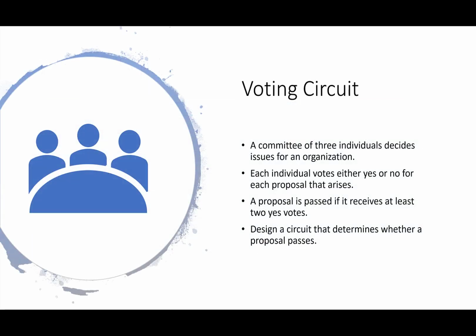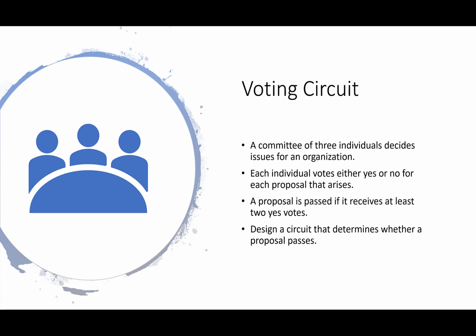We're going to make this voting circuit right here. So imagine we have a committee of 3 people that decide issues for an organization, and maybe we want to make a little box or something they can put on their desk where they can secretly hit yes or no. So each individual votes yes or no, and as long as 2 people say yes, it passes. So let's make a circuit that can handle all this.